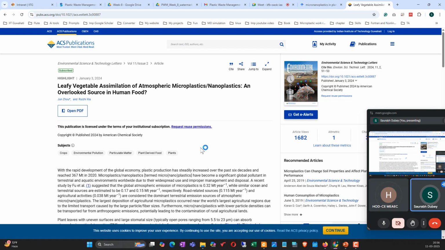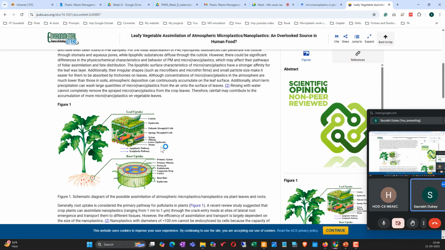And this micro nanoplastic problem, just a few days back I was reading some papers, and they are now getting connected with the cancer problem. Like in the northeast, you may have heard, in Assam and in some parts of India, Meghalaya.